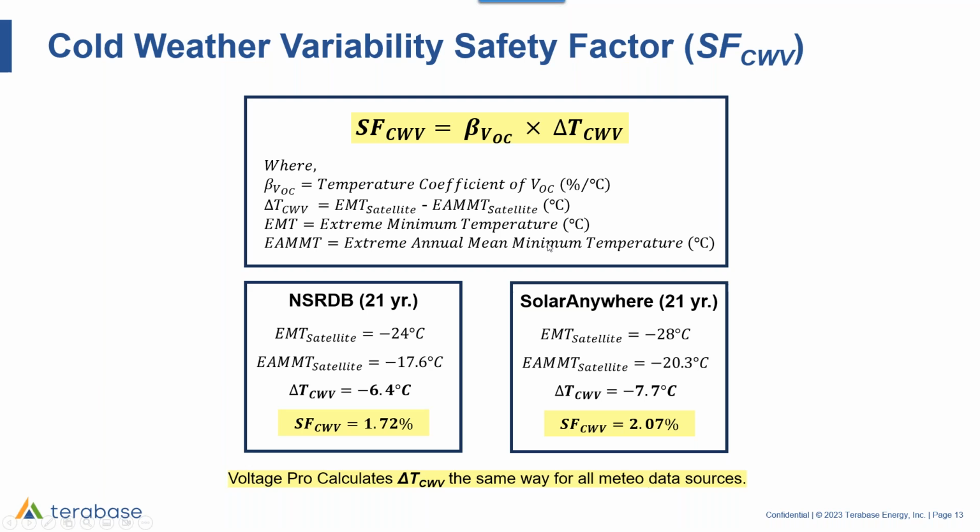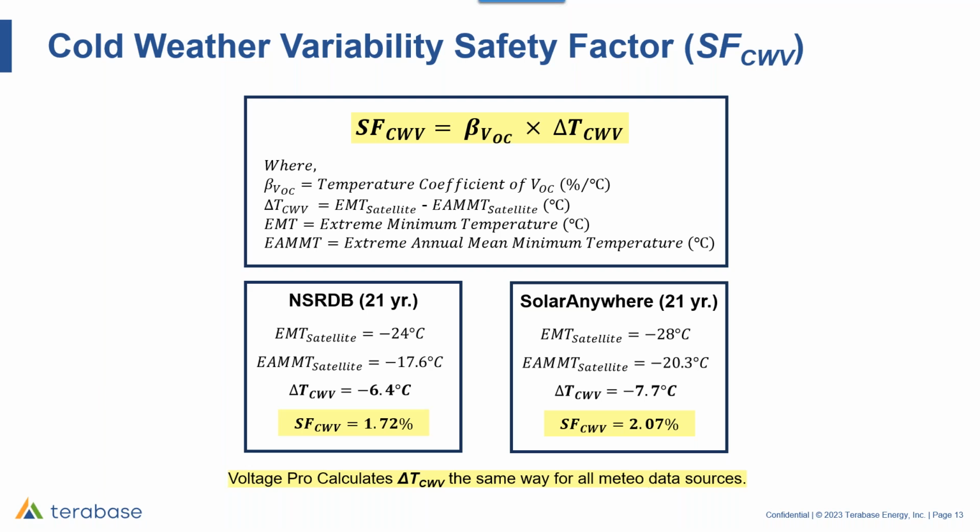All right, and then the last slide that I'm going to speak to is the cold weather variability safety factor. This one's a little bit easier to wrap our heads around. As I mentioned before, this is treated as an optional safety factor in Voltage Pro and only applied to the P99.5 results. By default, it's set to 0%, but it can be automatically computed and included in the safety margin on demand. The objective of this safety factor is to apply higher levels of safety margin where extreme cold weather temperatures have higher variability from year to year.